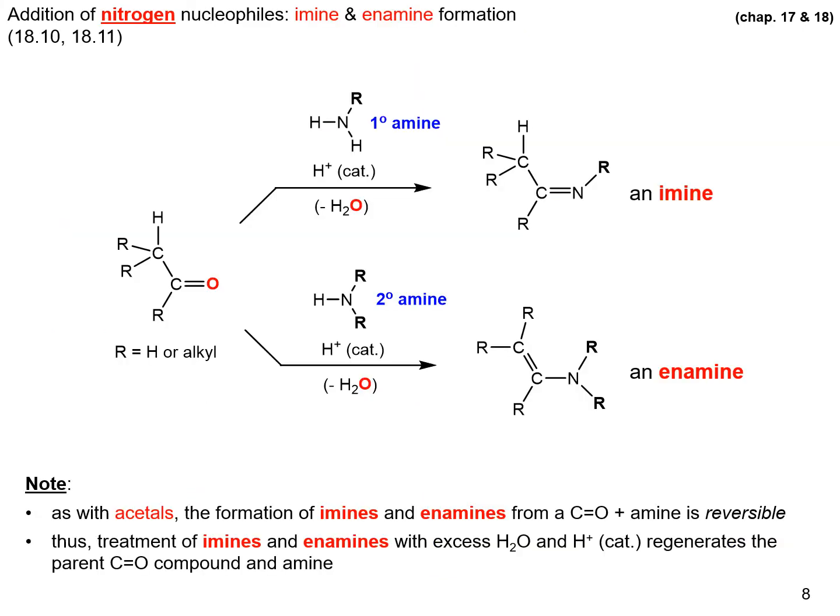Now let's look at nitrogen nucleophiles, specifically ammonia and amines, adding to aldehyde and ketone carbonyls, in this case forming imines and enamines. When it was oxygen nucleophiles, specifically alcohols, you ended up with stable acetals. In this case, when you use primary and secondary amines reacting with aldehydes and ketones, you'll end up with stable imines or enamines.